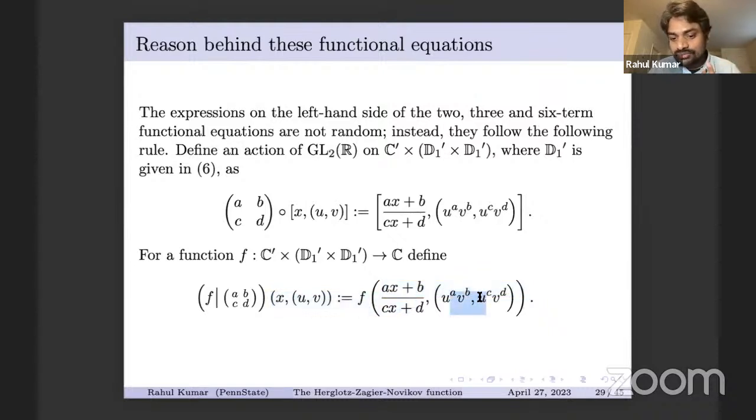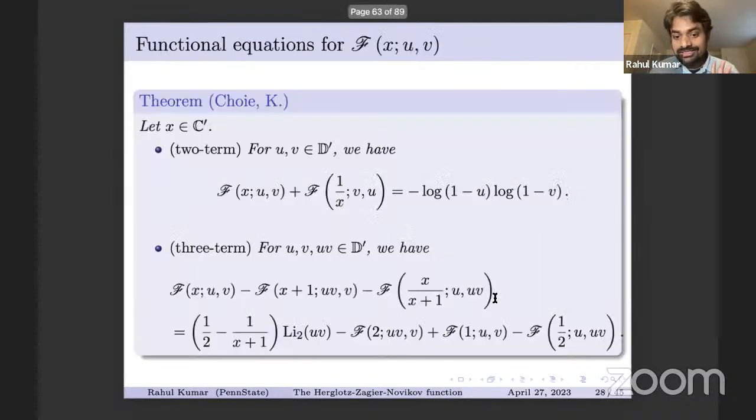So what does this give you now? U raised to the power A is U, and B is also 1, so you get UV. C is 0, so this U is gone, and V raised to the power 1. So with X plus 1, you should have UV comma V. And that is there, right? UV comma V. And when you take this also, it will also give you that combination of U comma UV, because now the matrix is 1, 1, 1, 0, 1, 1. So from there, you will get this expression by that action.